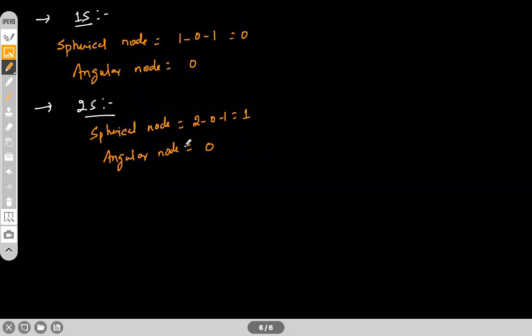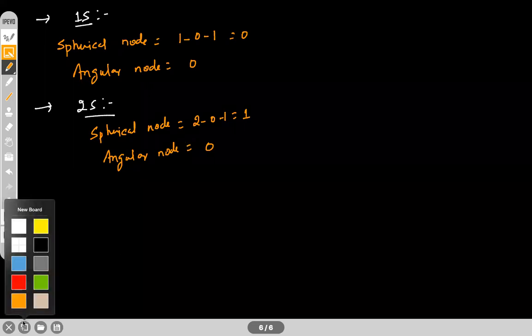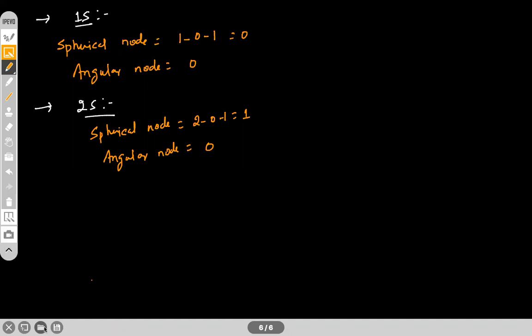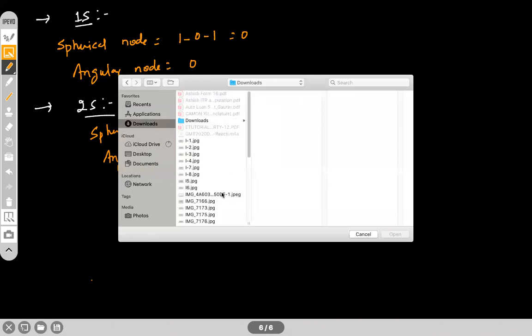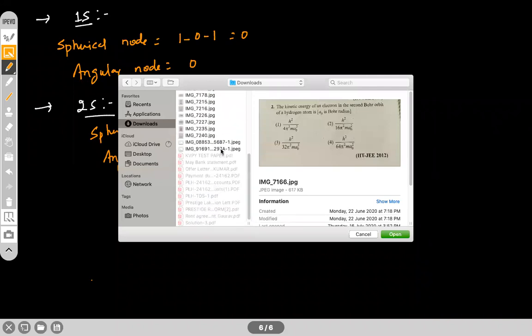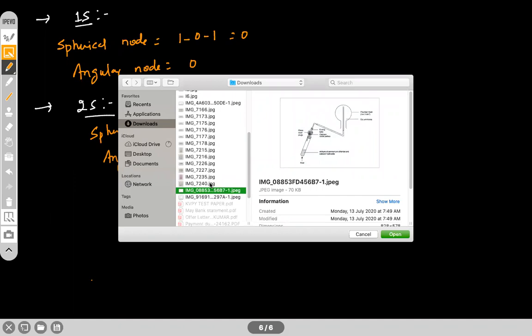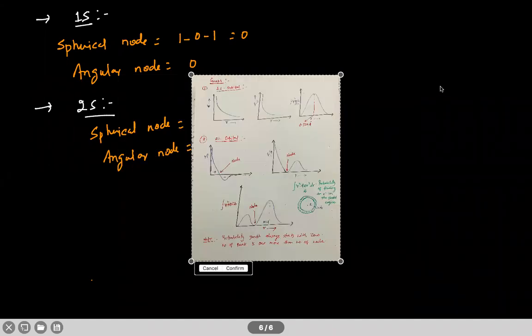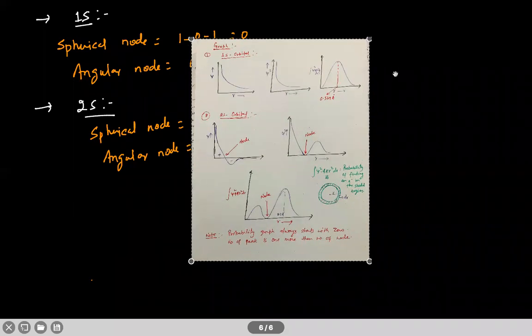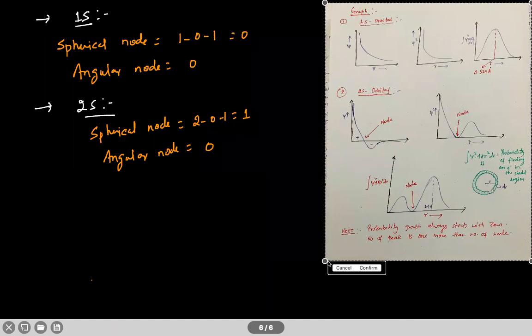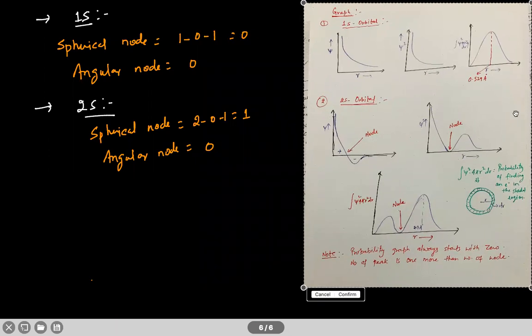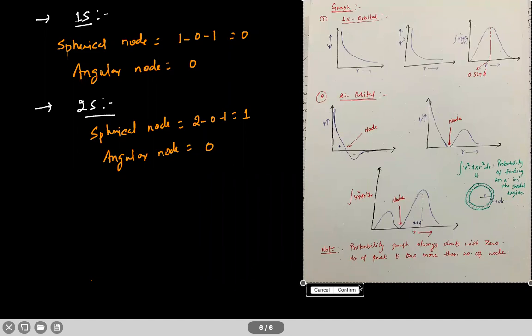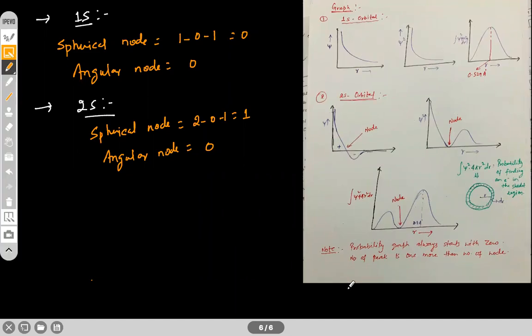Now, based on this number of nodes that we have, we can discuss the graph here. Just a second, I'll show you the graph. See, note, Pradyun, a node is a surface where the probability of finding an electron is 0. Right, it is a surface where the probability of finding an electron is 0. That is what it is.